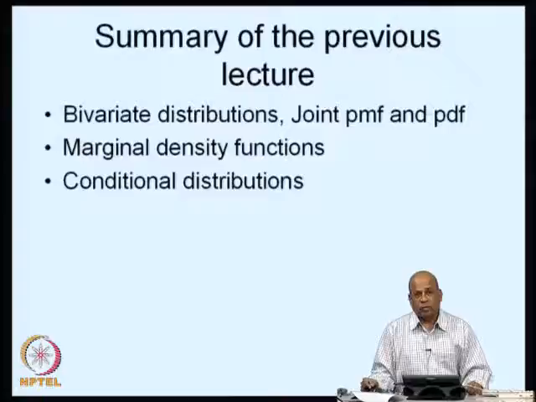So, the distinguishing features among these are that in bivariate joint probability mass function and probability density functions, we are talking about the simultaneous behavior of two random variables x and y. In the case of marginal distribution, we are talking about the distribution of one variable irrespective of the other variable. And in the case of conditional distributions, we are talking about the distribution of one variable x conditioned on the other variable taking on specific values.